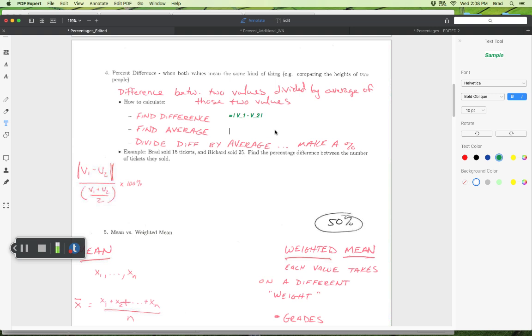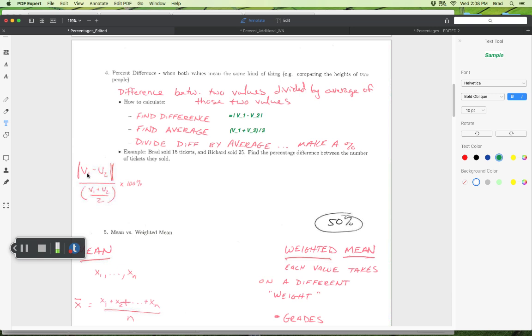So the average of two numbers, hopefully we remember, is just you take them, add them together, and then what are you going to do? All at once, excellent, you divide by however many items you have. So in this case, we have 2 items that we're adding together, and we're going to divide by 2. So we found the difference, and then we found the average, and then we divide the difference by the average, and obviously later we have to make it a percent.